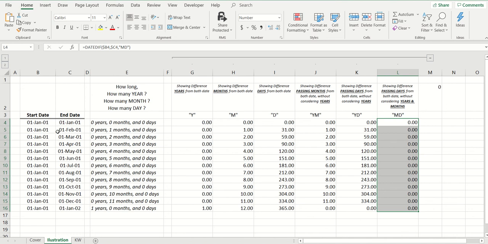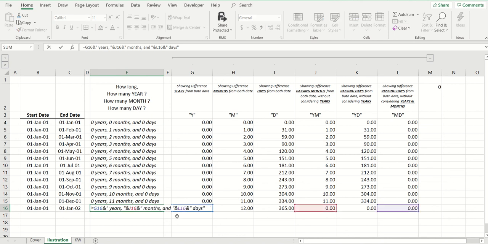Okay, so we can generate all the information that we need. If you would like to know how many years, how many months, and how many days of difference between two dates, you can use the formula DATEDIF with Y format, then combine with DATEDIF with YM format, and then DATEDIF with MD format.